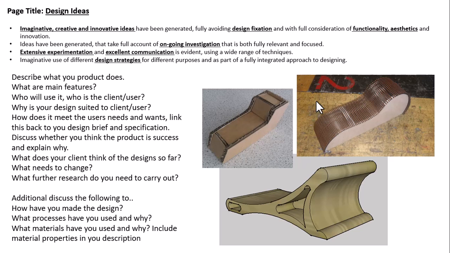Discuss what needs to change, and also discuss what research you need to do, and then go and do that research. Also on this page you might discuss how you made the product. Some of these annotations you might do in the next stage where you talk about design development, but you can start talking about materials and processes now if you are starting to firm up some ideas going forward.